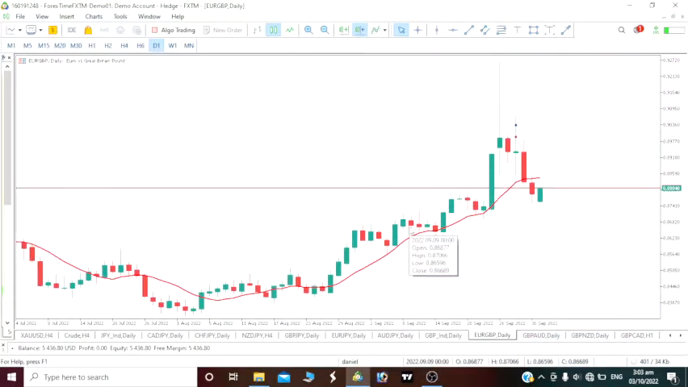So guys, what we have here is Euro GBP. We want to predict this price for today, where the price will be moving for today. So in order to be able to predict this price properly, guys, I want us to go to the monthly time frame to be able to understand this movement.